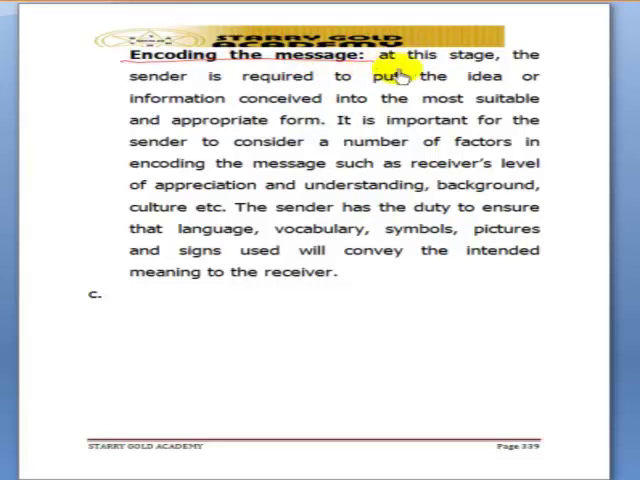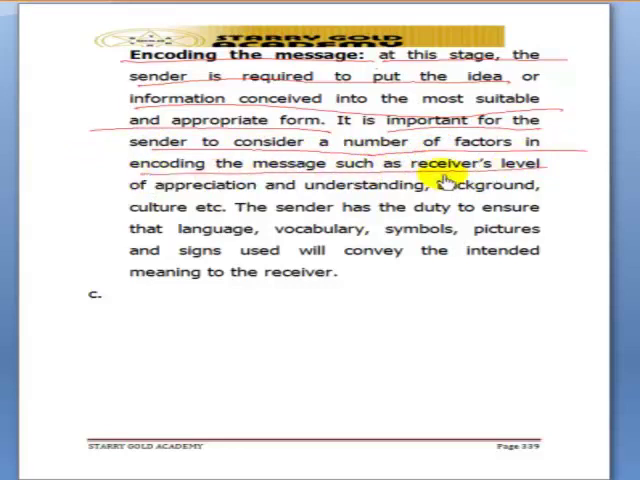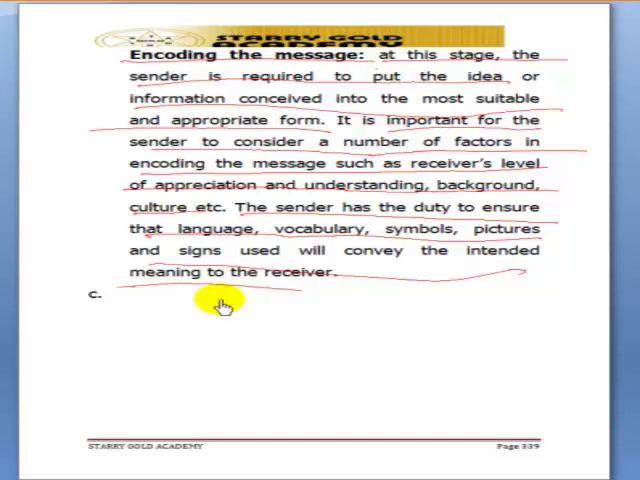You said at this stage, the sender is required to put the idea or information conceived into a most suitable and appropriate form. It is important for the sender to consider a number of factors in encoding a message, such as receivers' levels of appreciation and understanding. Then you have background, you have culture. The sender has the duty to ensure that language, vocabulary, symbols, and the rest of them will actually convey intended meaning.